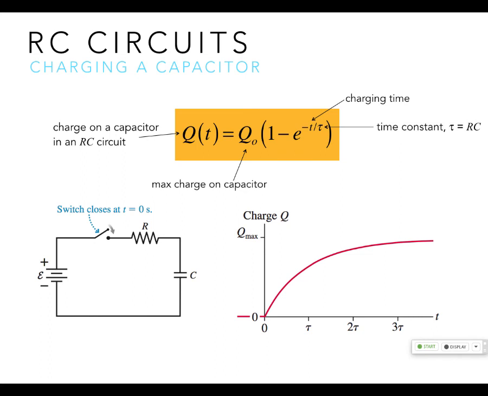It's asymptotic, but like we said before, charge isn't continuous, so at some point it's considered fully charged. It's probably about 3 times tau.